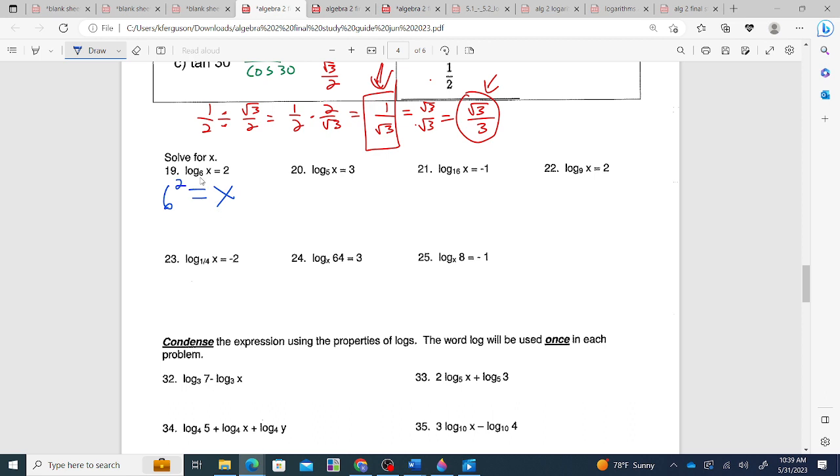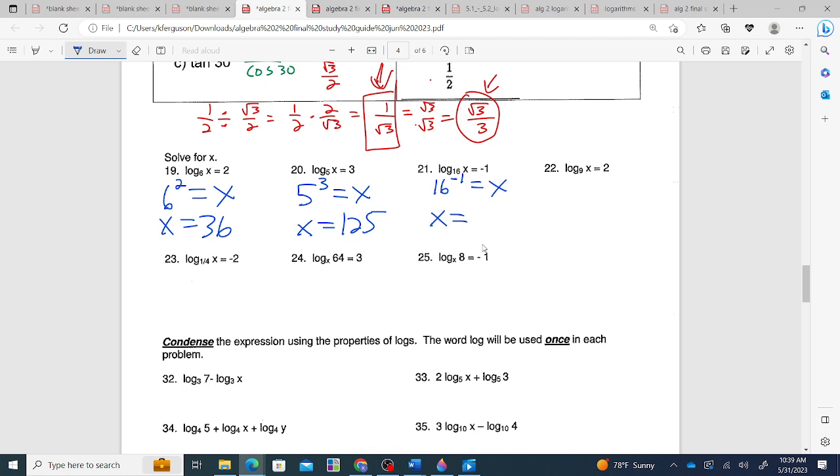So remember, my base and my answer, that's my exponent. So 6 to the second power equals x. So x equals 36. Right here, changing it to exponential form, that's 5 to the third power equals x. 5 to the third power, so x equals 125. Right here, that's 16 to the negative 1 power equals x.